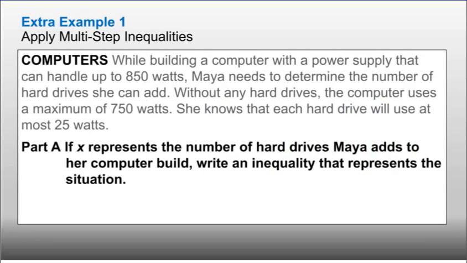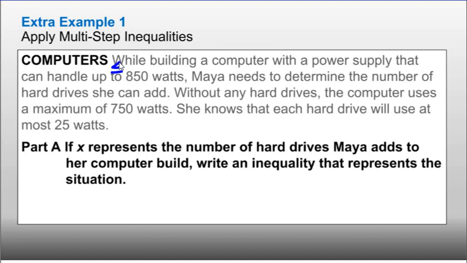Next example, while building a computer with a power supply that can handle up to 850 watts. So up to means no more than, that'd be less than or equal to 850. Maya needs to determine the number of hard drives she can add. Without any hard drives, the computer uses a maximum of 750 watts. She knows that each hard drive will use at most 25 watts.